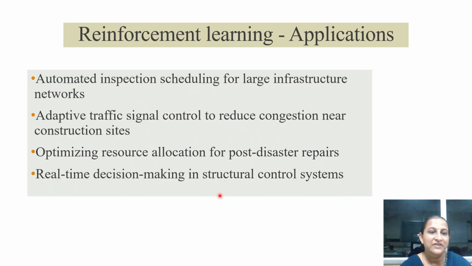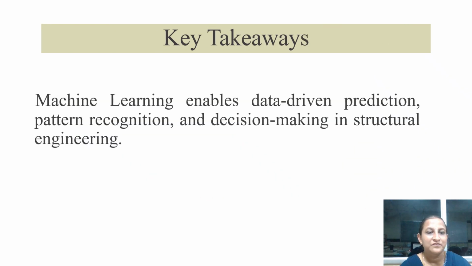Applications of reinforcement learning involve automatic inspection scheduling for large infrastructure networks, adaptive traffic signal control to reduce congestion near construction sites, optimizing resource allocation for post-disaster repair, and real-time decision making in structural control systems.